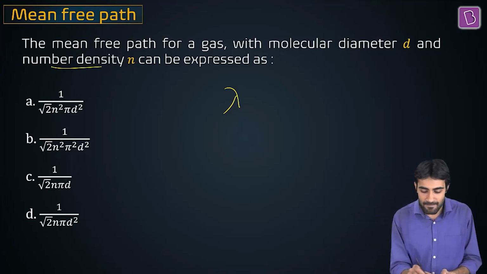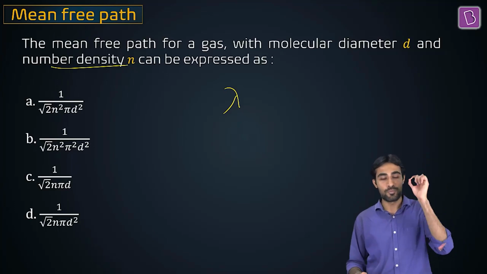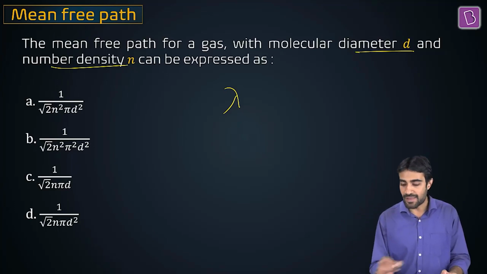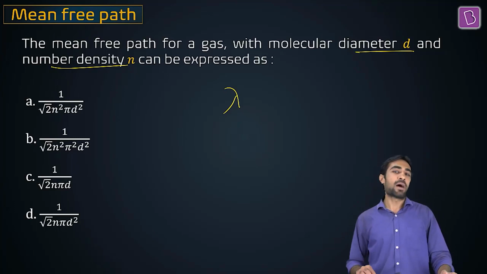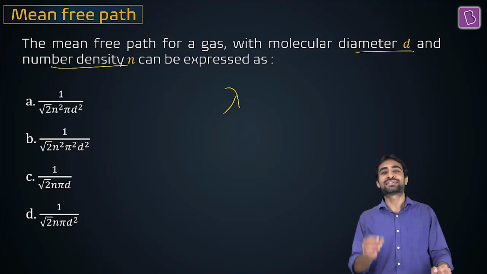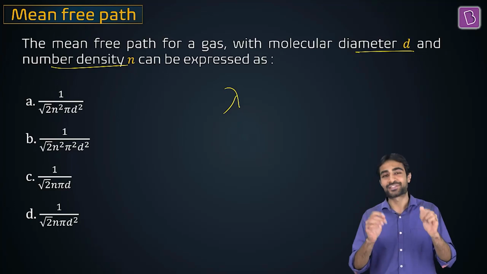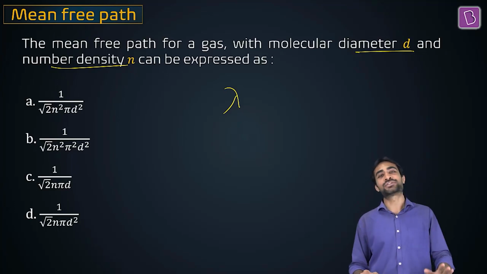And what is this number density? This is nothing but the number of molecules per unit volume. And we know what the diameter is. Diameter is given to be d. Now, mean free path is nothing but the average distance traveled by a particle during successive collisions.